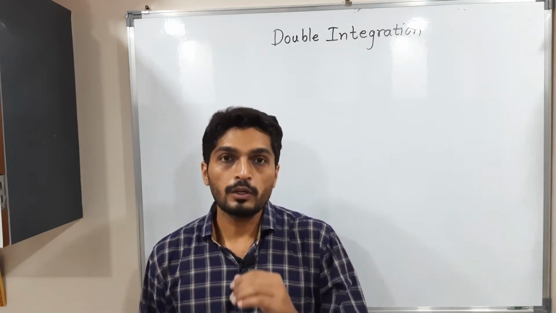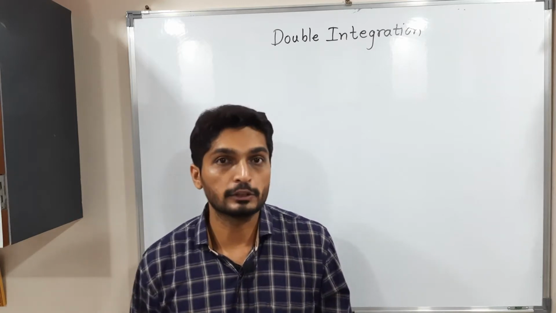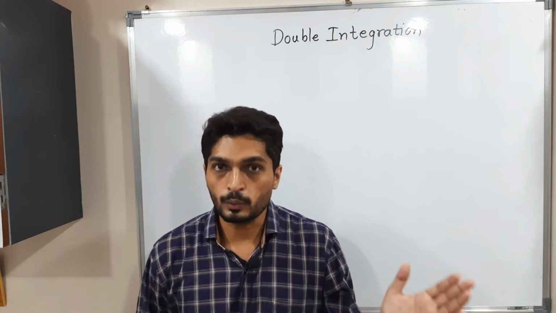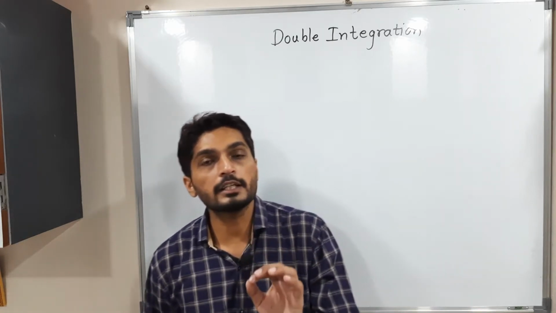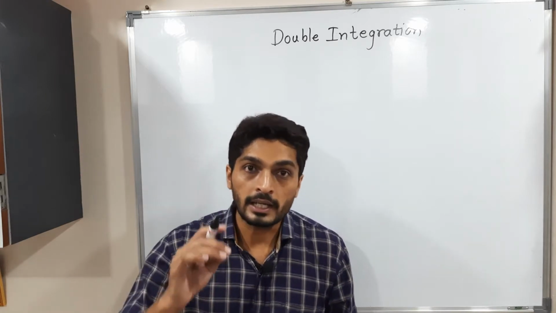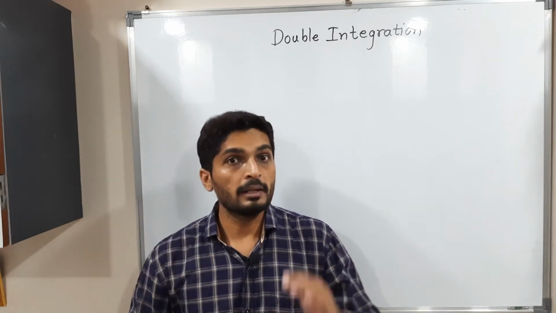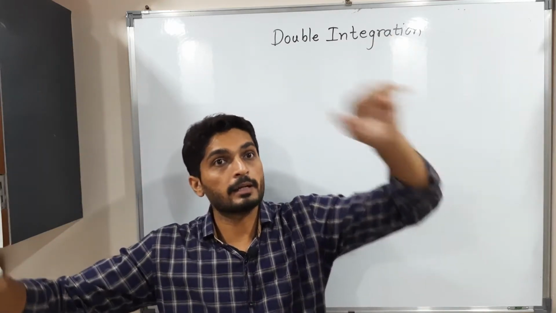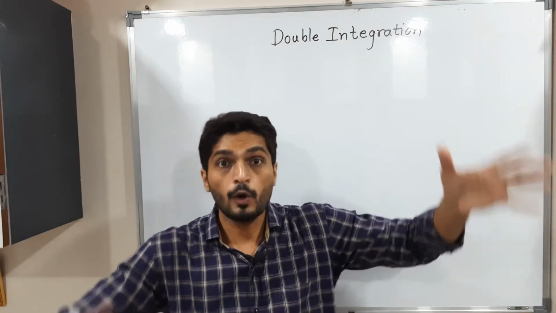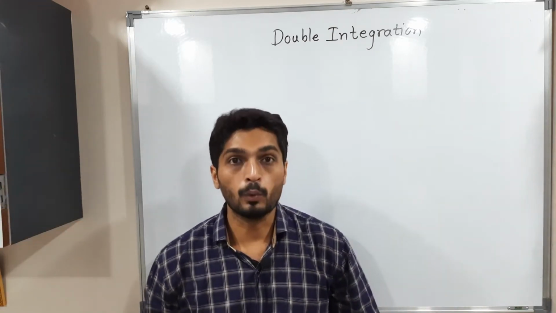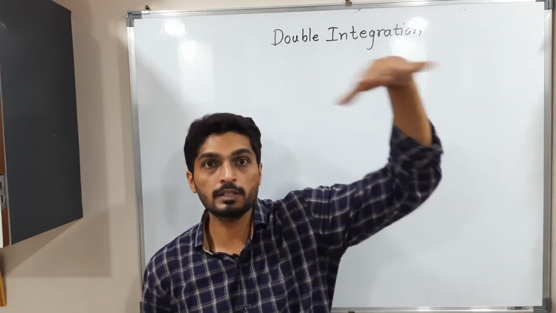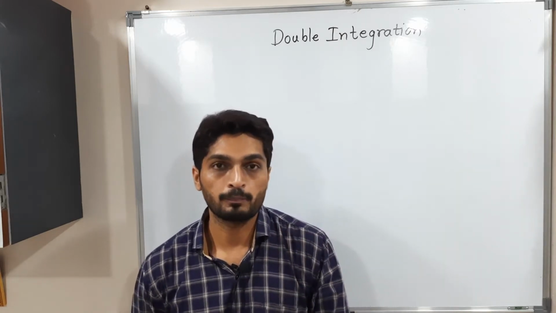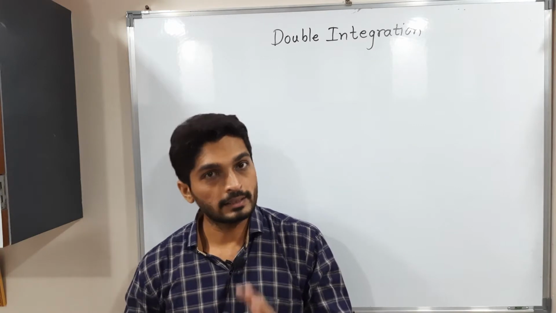If you are familiar with Riemann integration, I can say it's simply an extension of Riemann integration. The concept is similar. In Riemann integration, what do we do? We find the area under the curve. But in double integration, we find the volume under the surface. That means suppose we have a surface like this, whatever the volume below the surface, as well as the xy plane, that volume we are going to find here. So let us learn what that concept actually is.